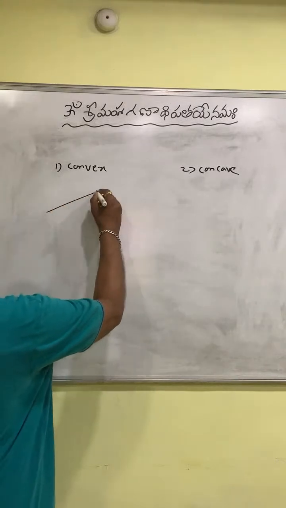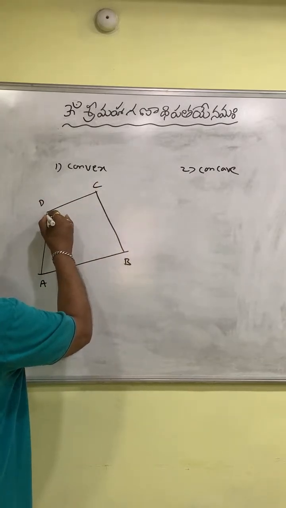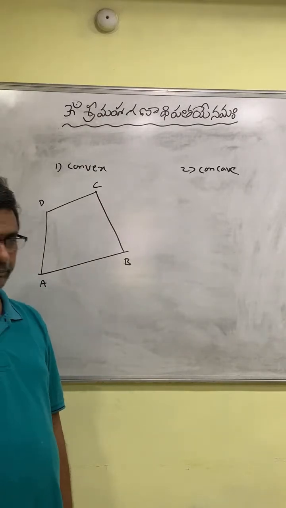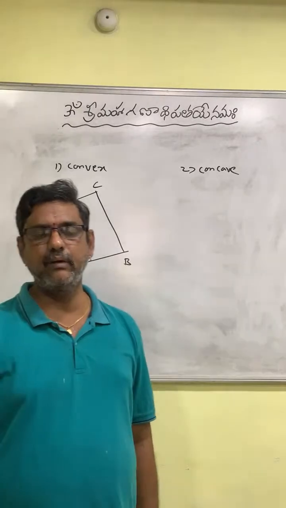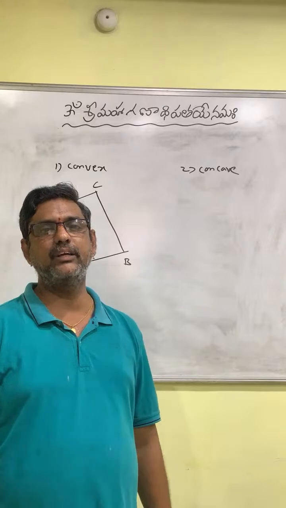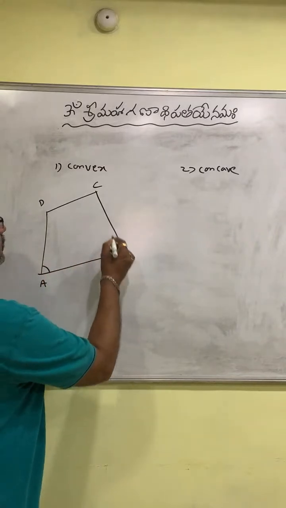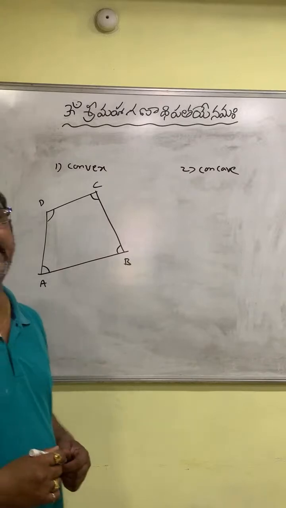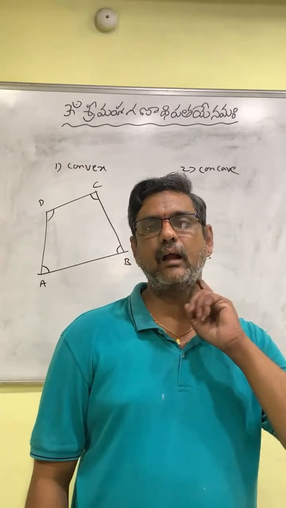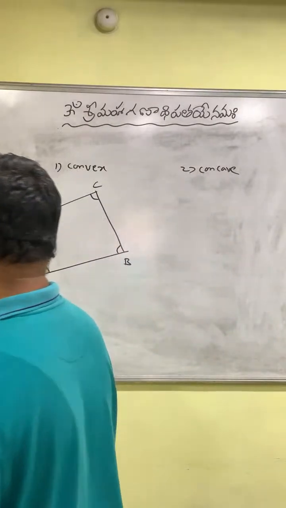Convex quadrilateral is a quadrilateral in which each interior angle is less than 180. Such a quadrilateral is known as a convex quadrilateral. That means whichever angle you look at, it is above 0 degrees and below 180 degrees. If each interior angle is below 180, it is called a convex quadrilateral. Okay? Second one, concave quadrilateral.